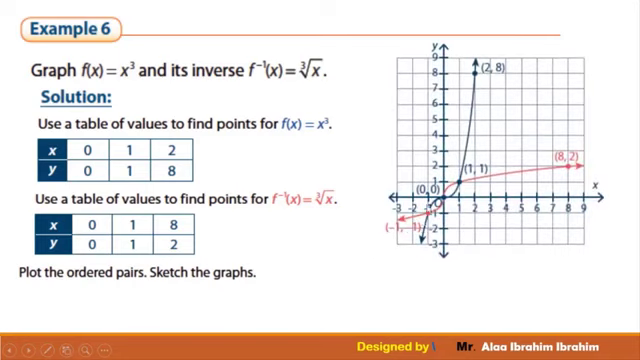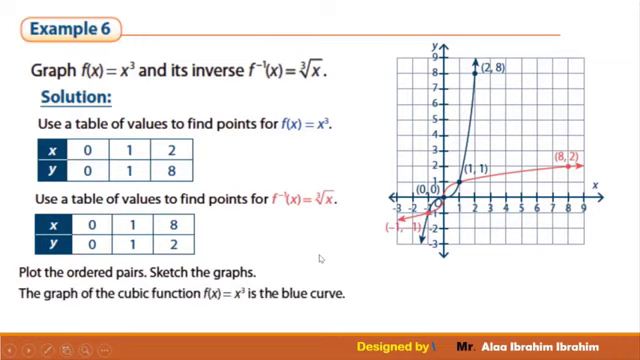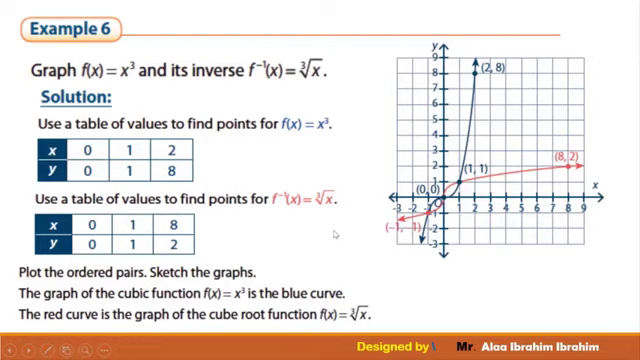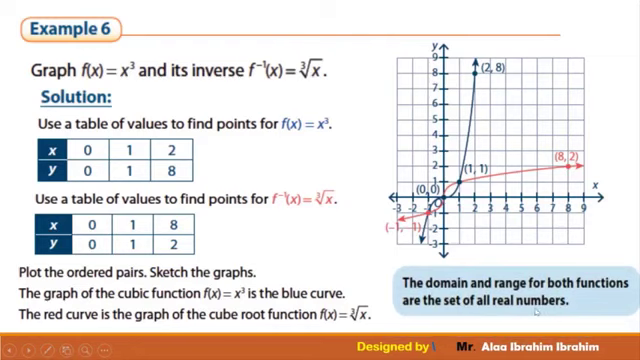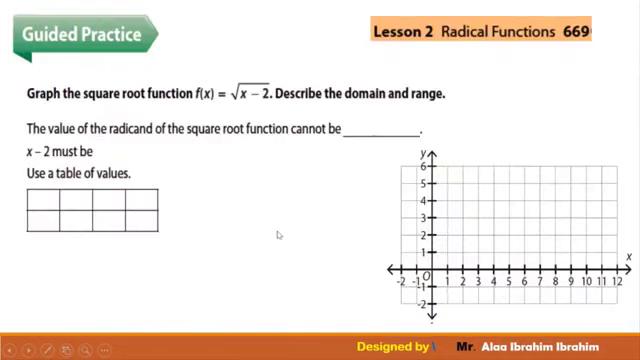So that blue one is my function, the original one. My red sketch is my inverse. So I have everything. Both of them have the same domain. The domain for both of them is all real numbers, and the range is all real numbers also. Okay, so it means, like I told you, the set of all real numbers, because the cubic root or power 3, both of them give you all real numbers.